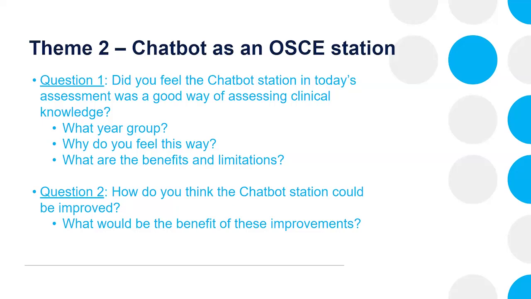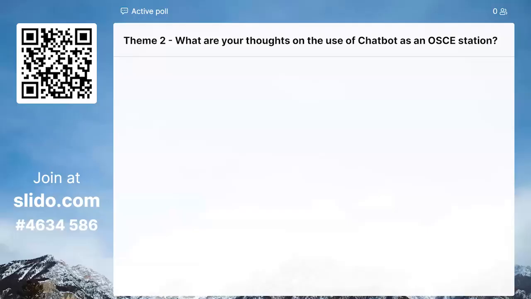So when we felt like these questions were relevant, we would guide the students to think a little bit more about this question. And we focused on theme 2 predominantly during the semi-structured interviews. In terms of question 2, we also asked about how they thought chatbot station could be improved, because this was directly after their mock OSCEs that we ran at Heartlands Hospital for all the third year students. And we also wanted to know whether they had any benefits or improvements that they would like to put forward.